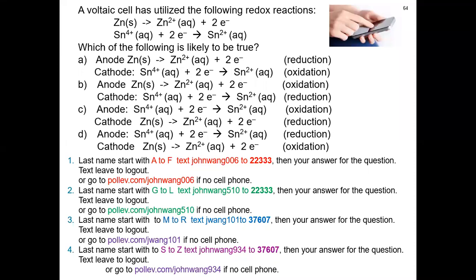Okay, so I give you 2 reactions. You identify which one is the oxidation, which one is the reduction. Then you go by the definition. What reaction should happen on the cathode? What reaction should happen on the anode?